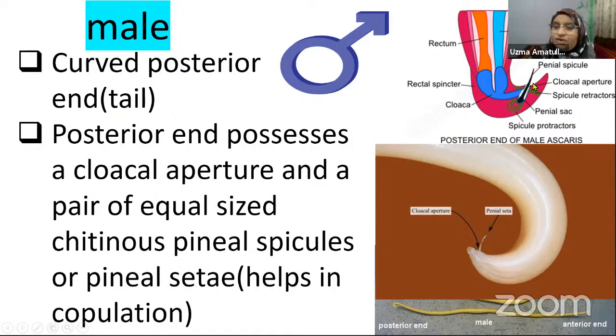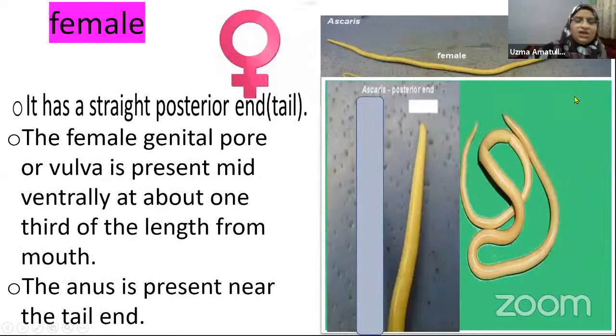Here, this is the cloacal aperture, the white colored one. And this is the penial spicule, the black colored one, and it is a copulatory organ. Now, females are represented with this symbol, that is a circle and then a plus sign. So whenever you have to represent a female, you can write this symbol instead of writing female.